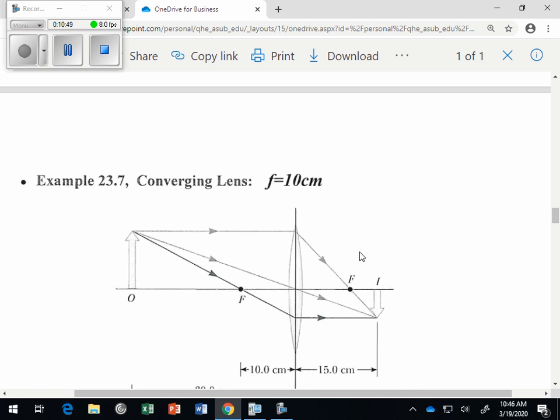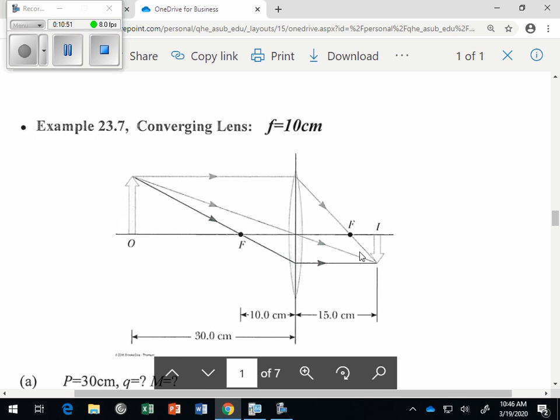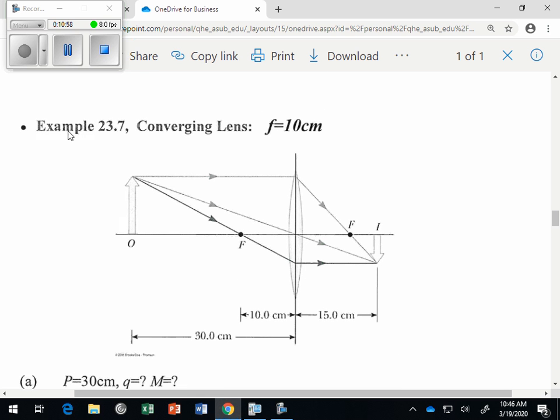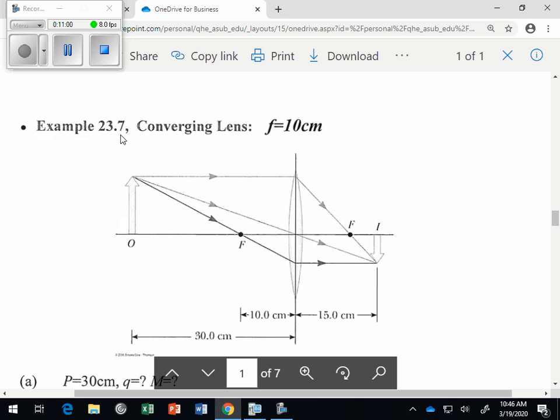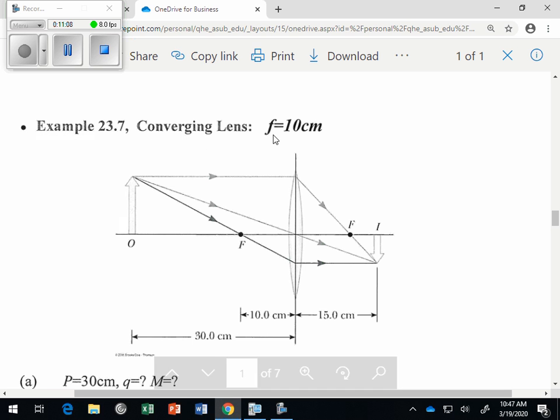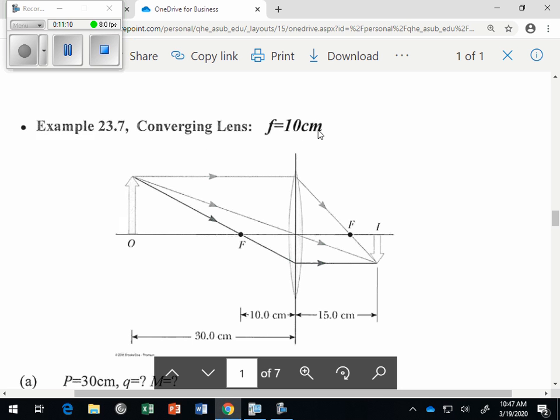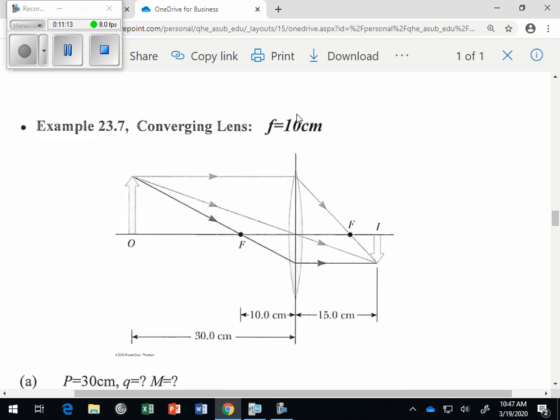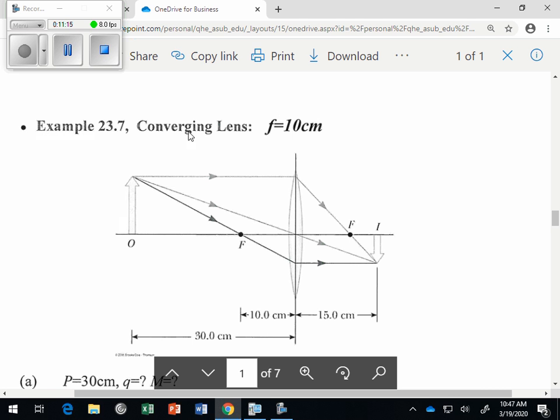Okay, so now let's see what happens. We're going to calculate this example in our textbook. That's example 23.7 in our textbook, so you can read that. That's very important and very useful. So we're going to study a converging lens, f equals 10 centimeters. I'm sorry, this is a converging lens, so f is always positive.